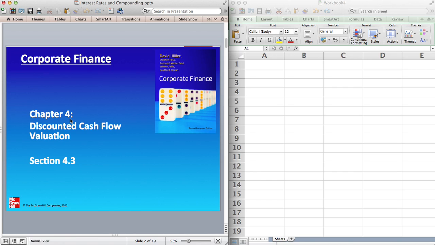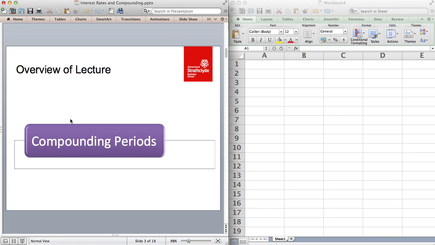Section 4.3 deals with compounding periods and extends the multi-period time value of money examples to look at situations where interest is charged more than once per period. That is the real area we concentrate on in this lecture. I do try to make these lectures last 15 minutes, but given that I have 19 slides in this session, it's going to be quite difficult, but I'll try my best. So this is the focus: compounding periods, section 4.3 of Corporate Finance.